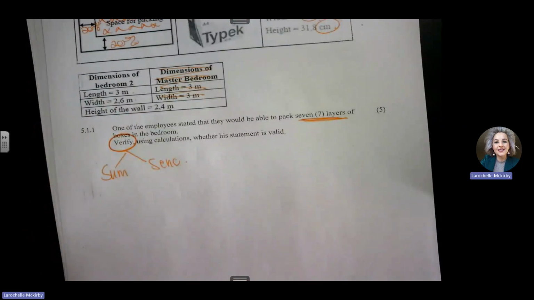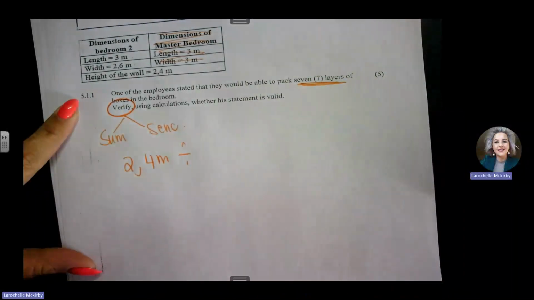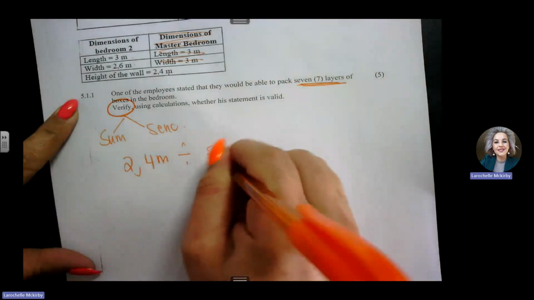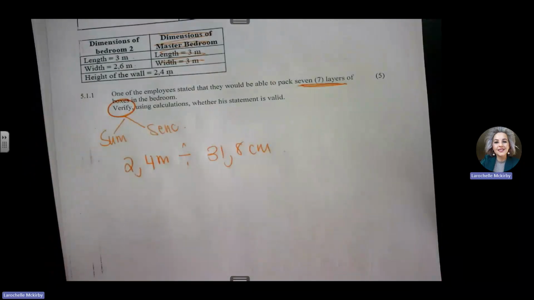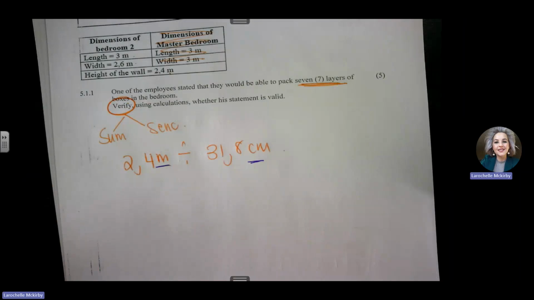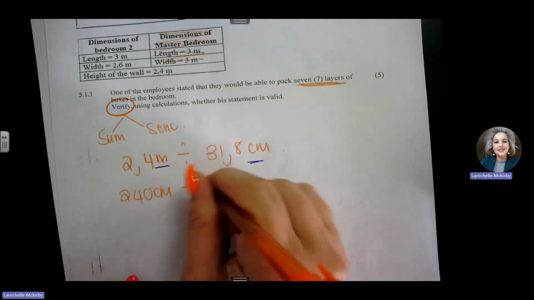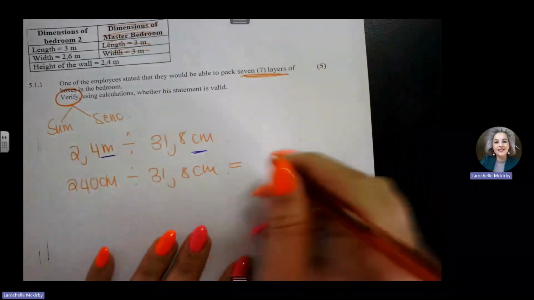Now I'm asking you to do packaging. I always ask myself, which is larger, the room or the box? The room, right? So I'll start with the height of the room, 2,4 meters, divided by, what's the height of the box? 31,8 centimeters. Can I do this calculation? Absolutely not, because my units are not the same. I must change the units to be the same, so I'll make this 240 centimeters divided by 31,8 centimeters.